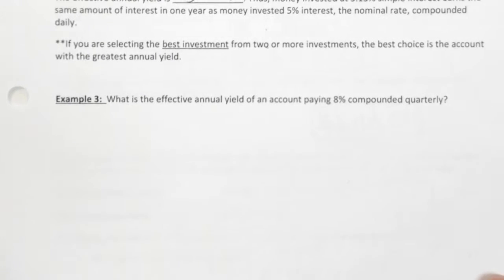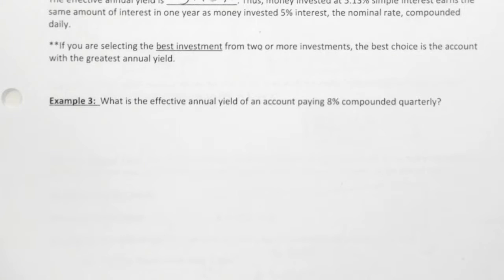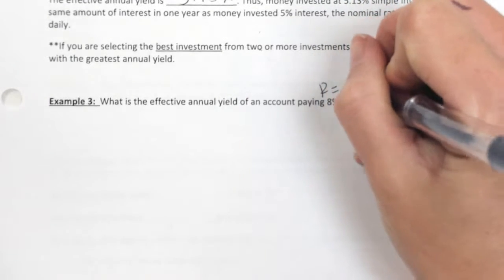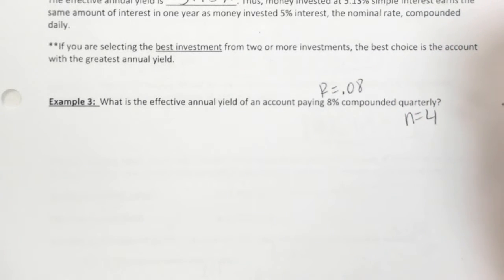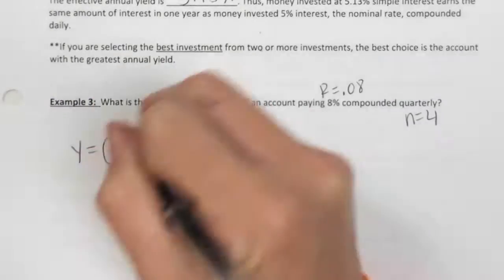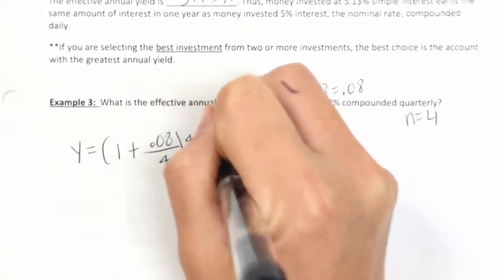Alright, now we'll just do one more example. What is the effective annual yield on an account paying 8% compounded quarterly? So, of course, this will be our R, 0.08, quarterly, so that means 4 times a year. Now we're just going to plug it into our formula, so it would be 1 plus 0.08 divided by 4 raised to the 4th power minus 1.